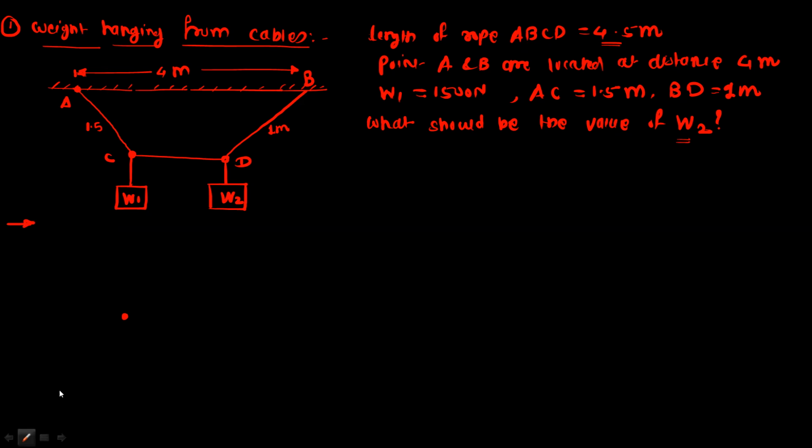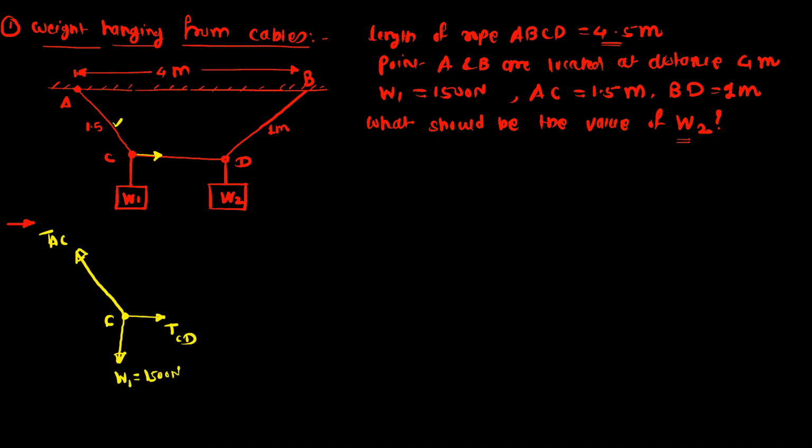At point C, there are three forces. The first force is the tension in the cable AC. The second force will be the weight W1, in the negative y direction, equal to 1500 Newton. And the third force is the tension in this cable. This tension value is common for point C and for point D. So this is the tension in the cable CD.